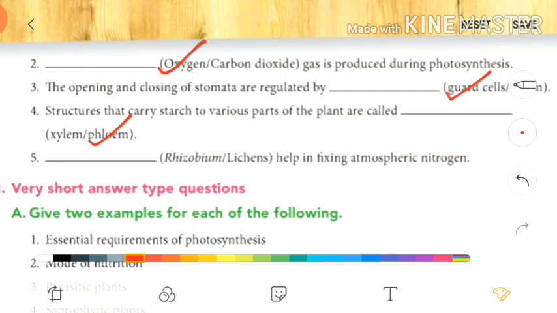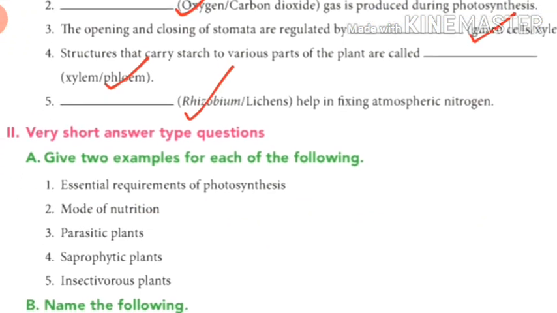And fifth one, it is helpful in fixing atmospheric nitrogen. So it is rhizobium. Rhizobium bacteria is very much helpful, the nitrogen fixing bacteria. It fixes the nitrogen inside the ground, inside the roots of the plant, like mung bean and bean type plants.